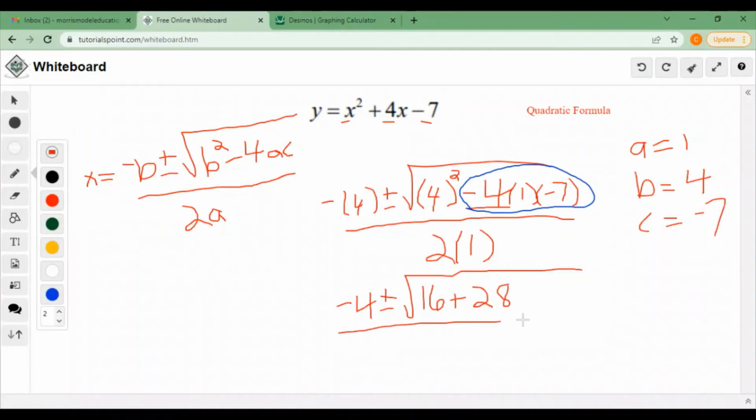And then I got to keep going. 2 times 1 is really 2, so I simplify that much. Y'all with me so far? Are we good, people? Okay, I hope we're good.